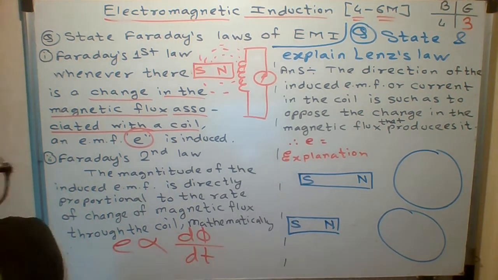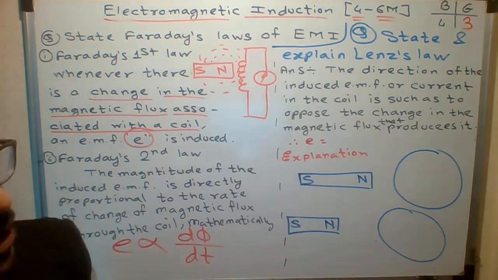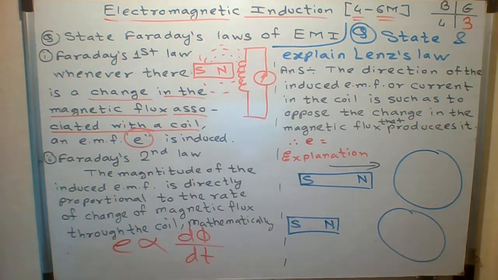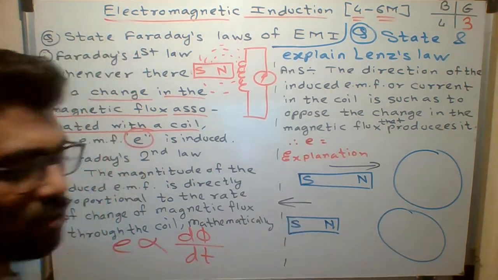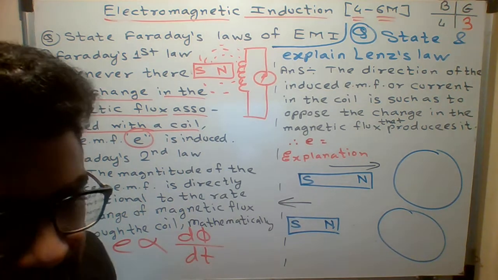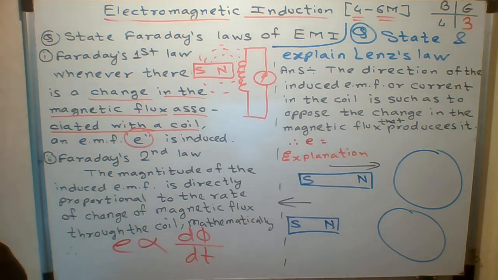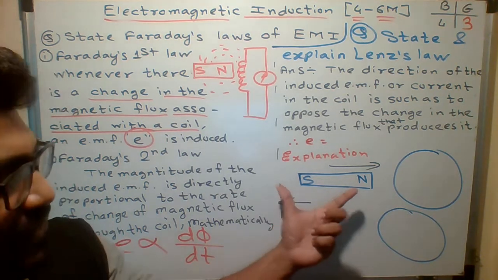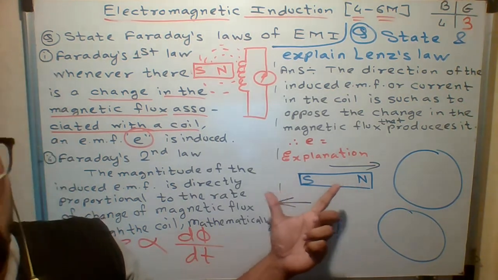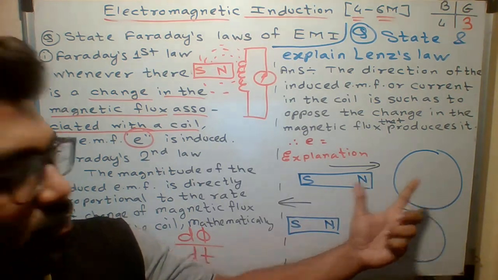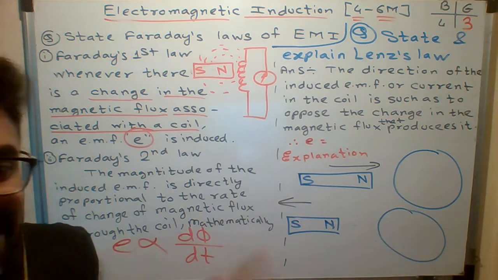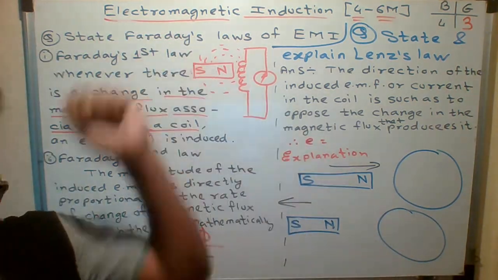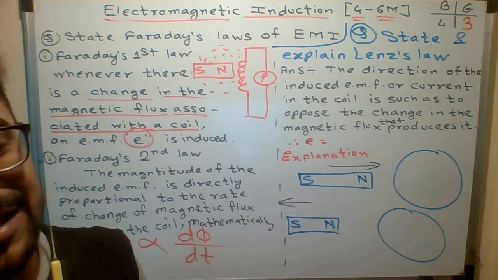Now one question is asked by a student. A student asks, sir, if I move this magnet towards the coil, and if I move this magnet away from the coil, will the direction of current change? Yes, definitely it will change. Understood the question, students? The question was: if I move this magnet towards the coil and away from the coil, is there a change in current? Yes, there is a change in current direction.